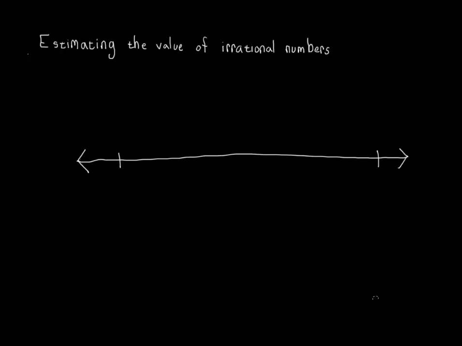In this lesson, we're going to be estimating the value of irrational numbers, and we're going to be doing that on a number line. So I've got my number line set up here, and I've got two marks, one on the far left and one on the far right. This is the way you're going to set it up every time you're estimating the value of an irrational number. So let's say I want to take a guess at the value of the square root of 6.